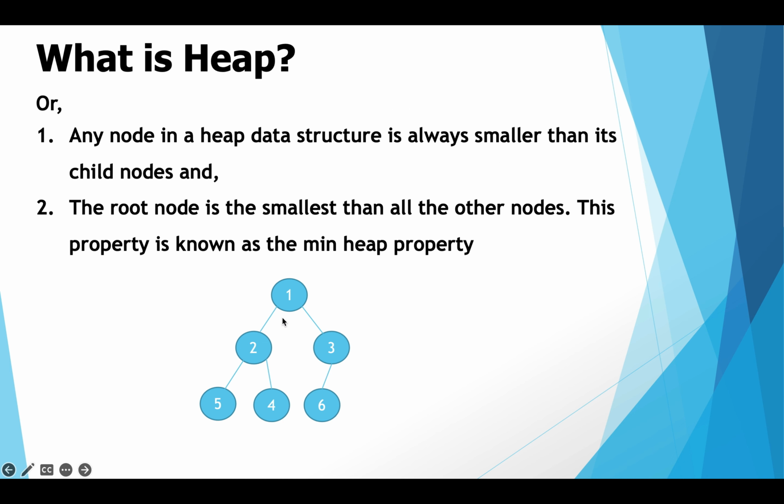Or any node in a heap data structure is always smaller than its child nodes, and the key of the root node is the smallest of all the other nodes in the heap. This property is known as the min heap property. Alright, so you have now learned what a binary tree is, what a complete binary tree is, and what a heap data structure is. Now heap sort uses one heap operation like crazy, and that operation is Heapify.